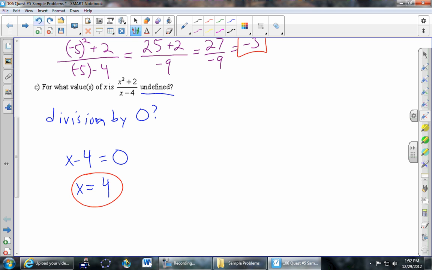It seems like we're treating the denominator differently from the top because we didn't even look at the top. You know what? We are. Undefined only has to do with when the bottom is 0. Makes no difference what's upstairs.